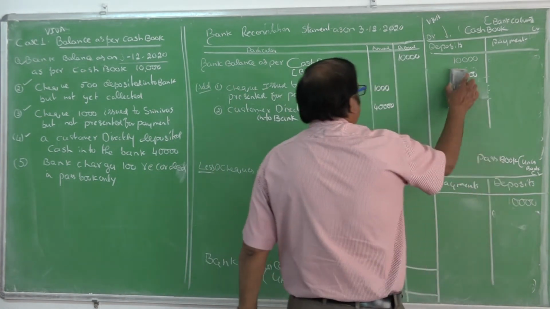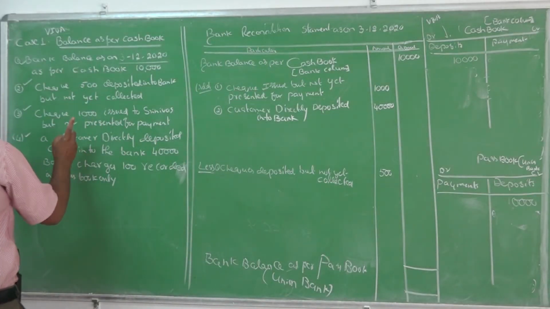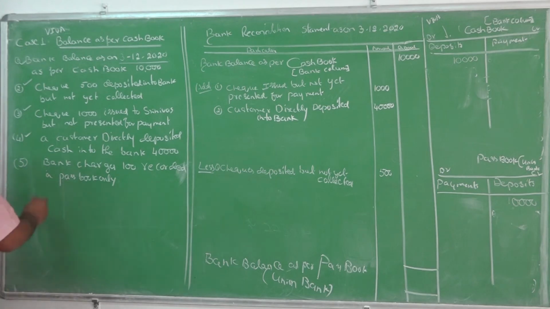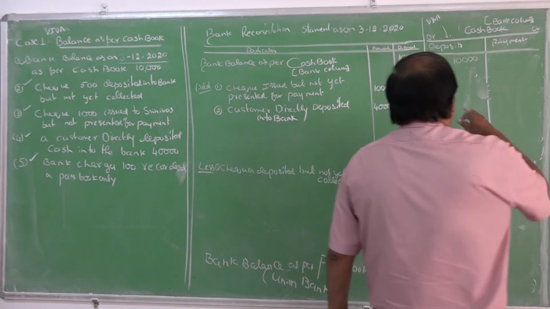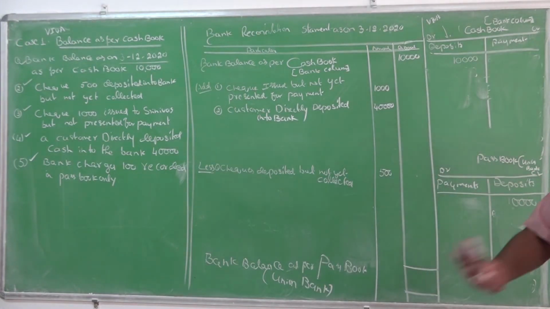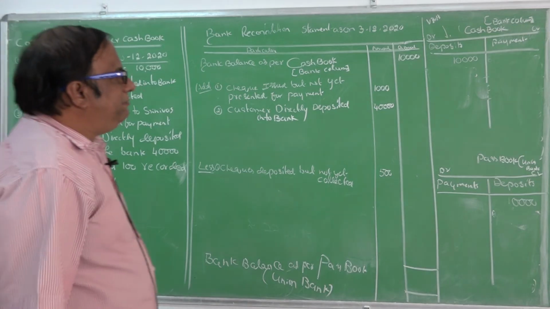Again you see that. So how many points have we completed? First point, second point, third point, fourth point. Now you came to the fifth point. You can see the rough work. Both are equal, for example, both are 10,000. There is no dispute. There is no need to prepare BRS.